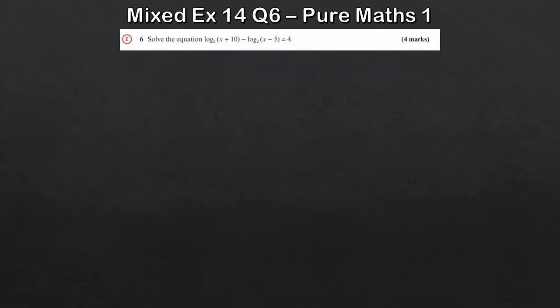Next question, pretty similar again. The idea is just to practice the key concept of logarithms. So for this question here, you need to be confident with the idea that if you're subtracting a logarithm with the same base here, then we can write that as a single logarithm. So how do we write that as a single logarithm?